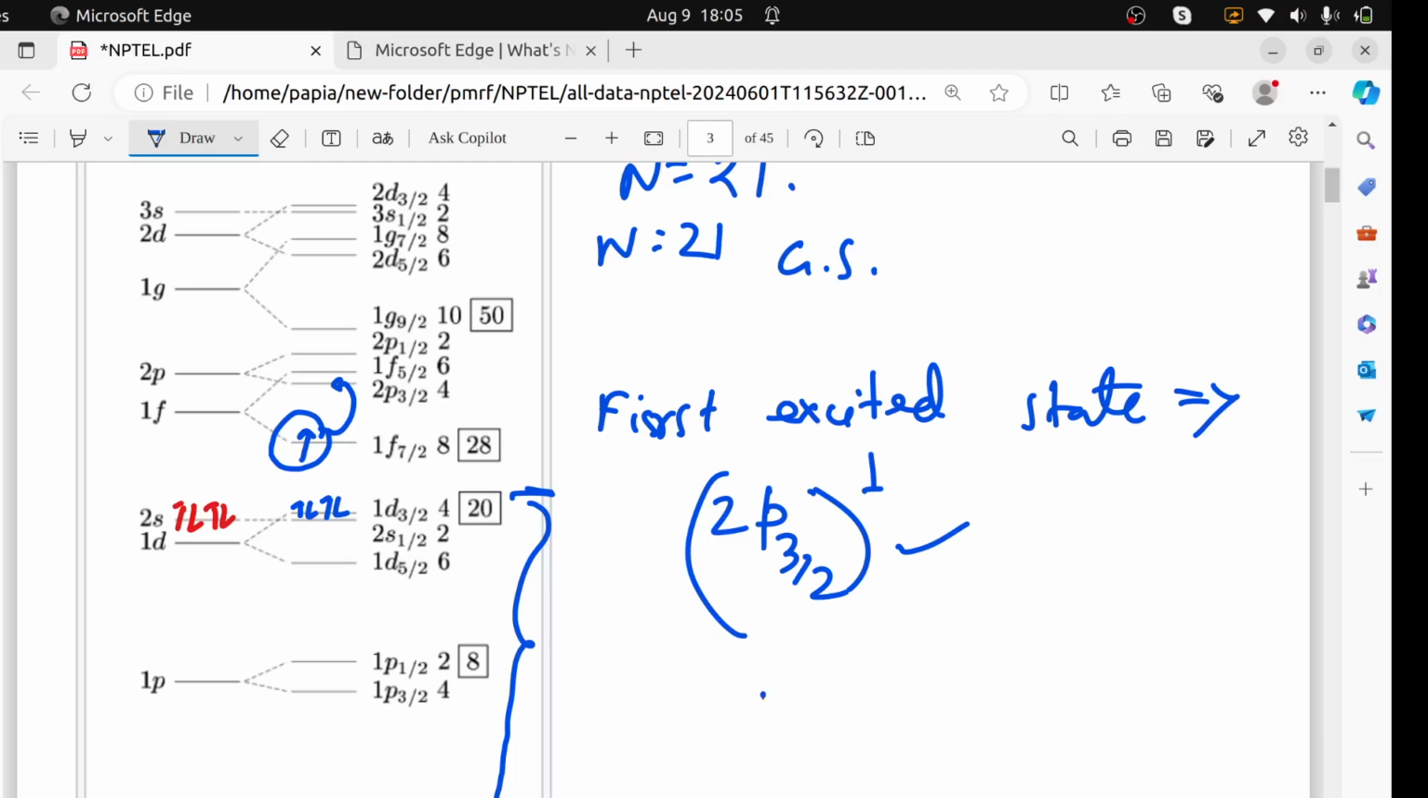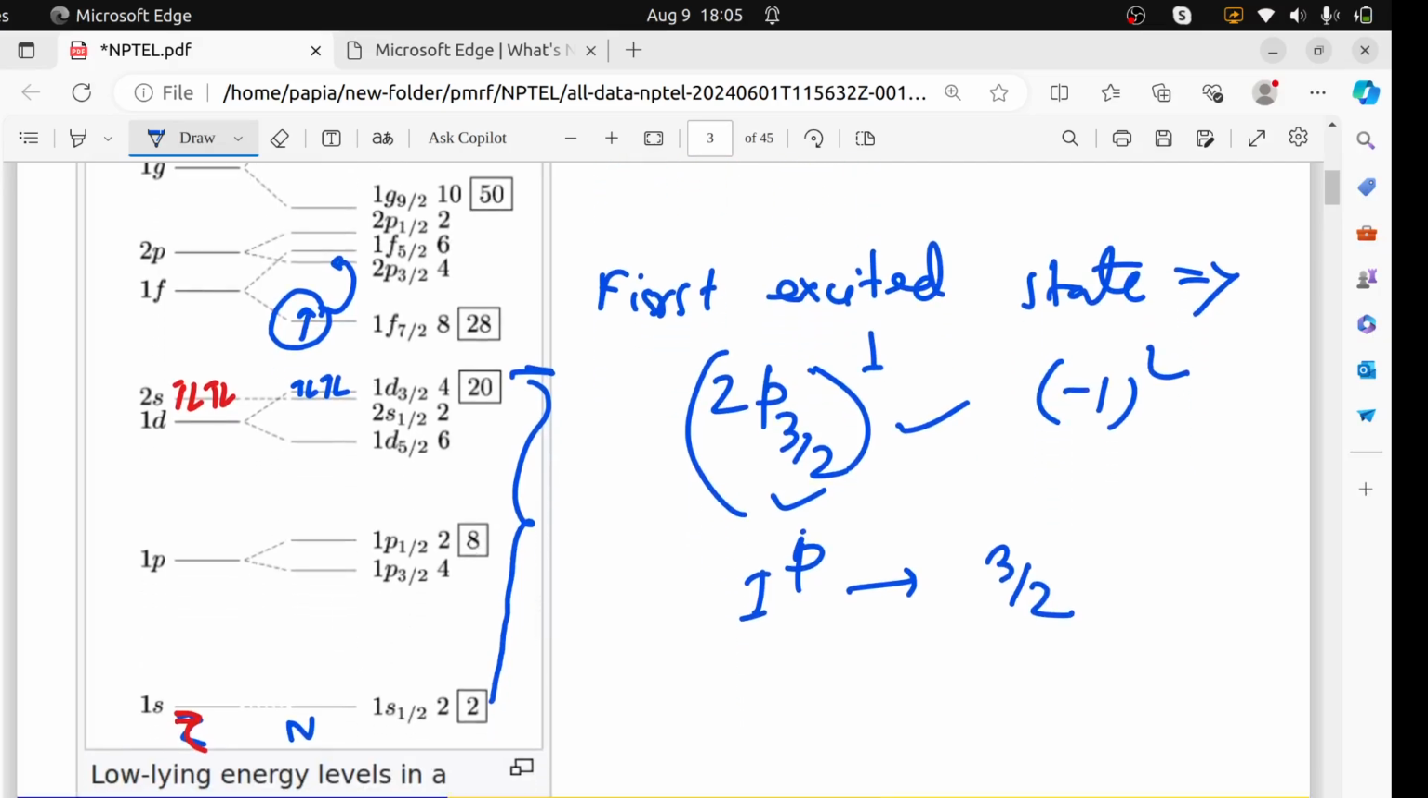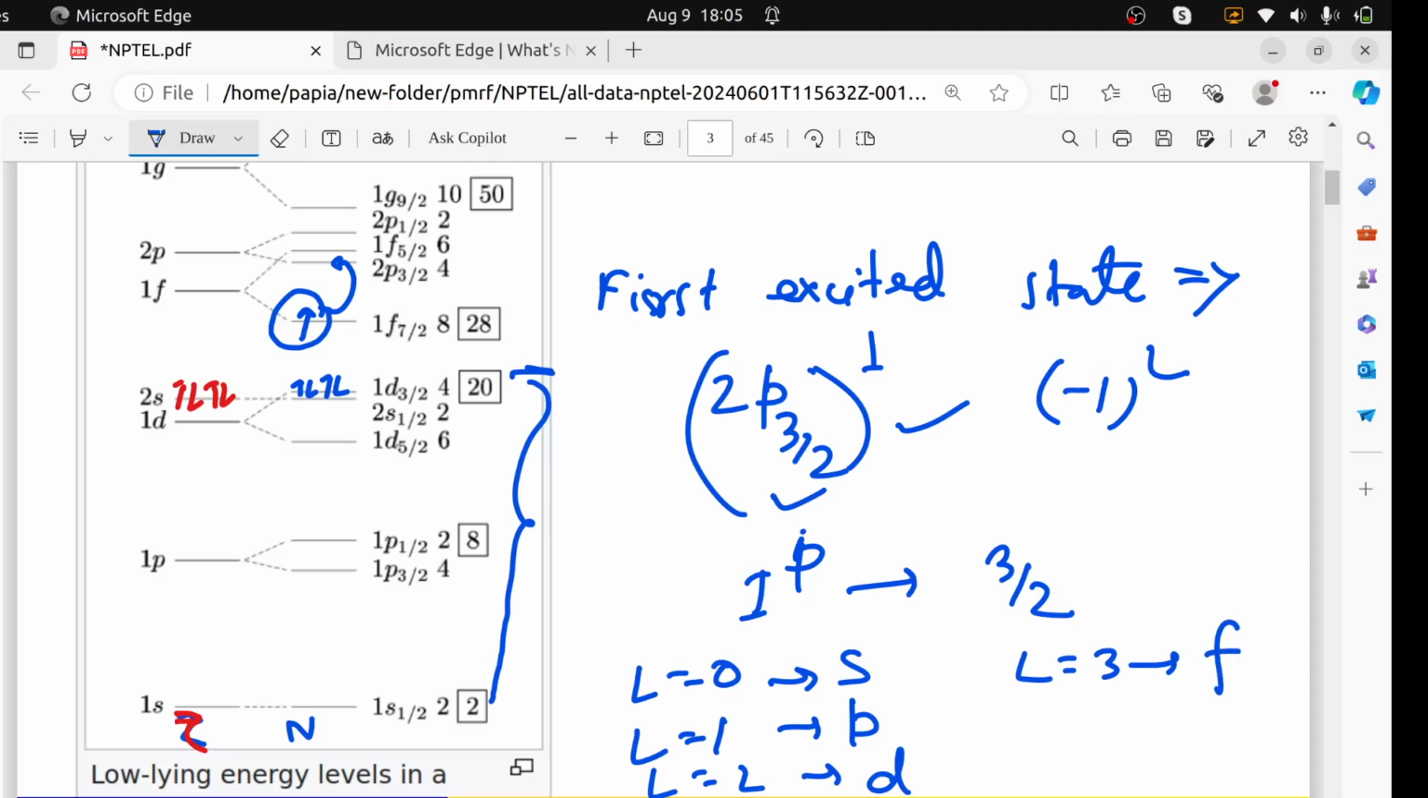So for that case, what will be the I^P value? They are asking for the I^P value. So I is nothing but 3/2 as it is given here, the total spin. P is nothing but (-1) to the power L, right? So what will be the L here? As I already told so many times before, if L equals 0, that gives the s state. L equals 1 gives the p state. L equals 2 gives the d state. L equals 3 gives the f state, like that.